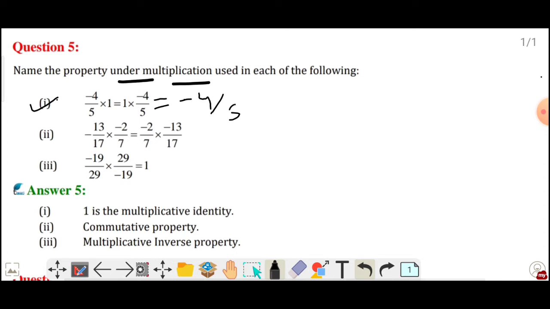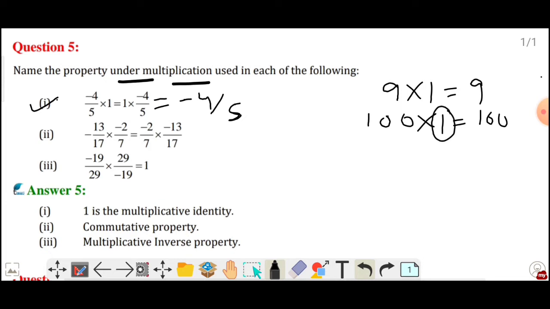Suppose you are multiplying any number with 1. For example, 9 ones, the answer will be 9 only. If you are multiplying 100 by 1, the answer is the same number, that is 100. Therefore, this 1 is called a multiplicative identity. So here also, minus 4 by 5 is multiplied with 1 and 1 is multiplied with minus 4 by 5. The answer will be the same as minus 4 by 5. It means this property is called multiplicative identity.